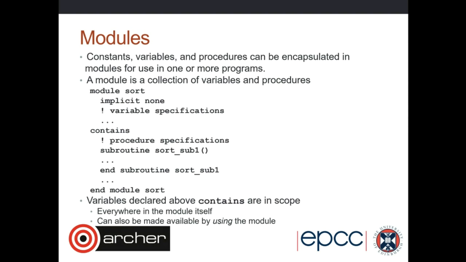So what does this look like? On the slide here, there's an example, module sort. So module is a keyword. It tells the compiler that actually here I'm going to define a module and then I've given it a name, which is called sort. But that name could have been anything. Okay, just a name. And then inside there, I've got my implicit none to say, actually, you have to tell me what type of variables you're using. Fine. And then I can define a bunch of variables inside that module. And then there's another keyword, contains. And then below that, I can also define a bunch of functions and subroutines inside there as well. And then at the end, I've got end module.